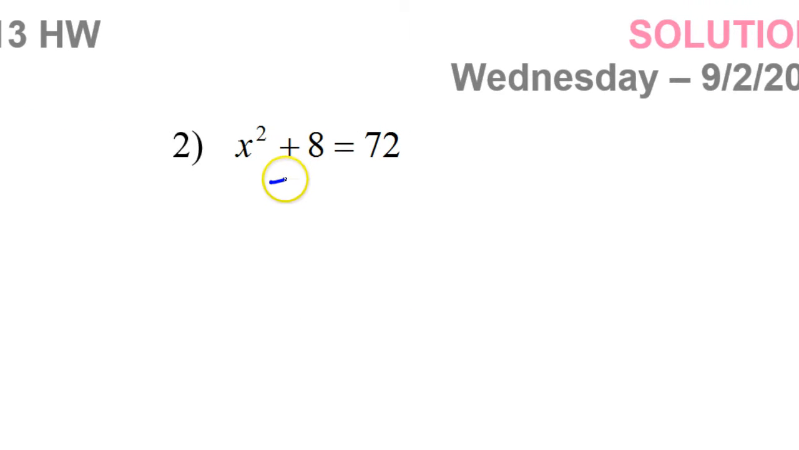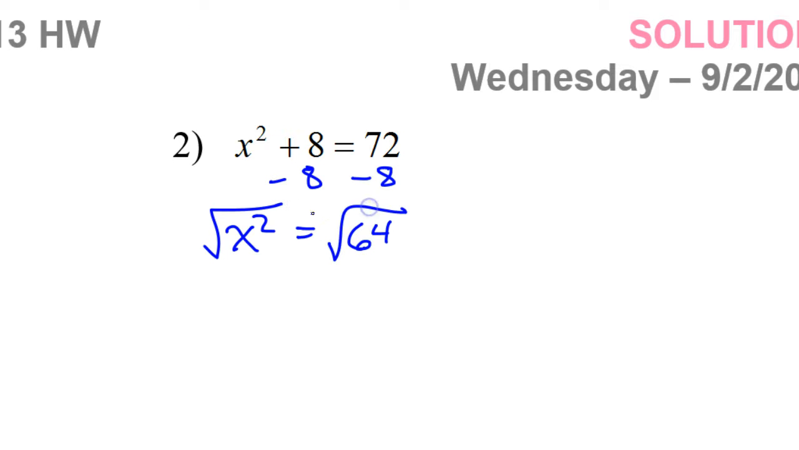For problem number 2, we have to do the extra step of subtracting the 8 from both sides first. So that's going to give us x squared is equal to 64. And then we take the square root of both sides. Don't forget your plus or minus. That's going to give us x is equal to plus or minus 8.